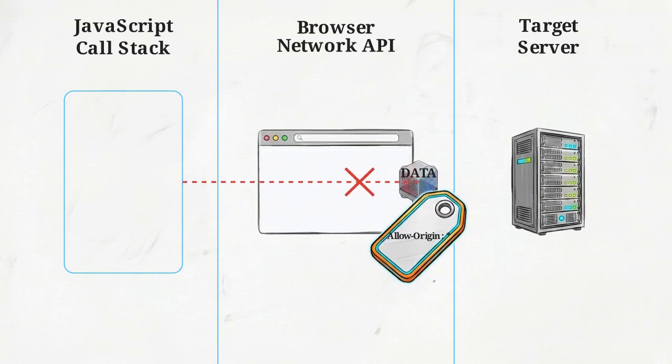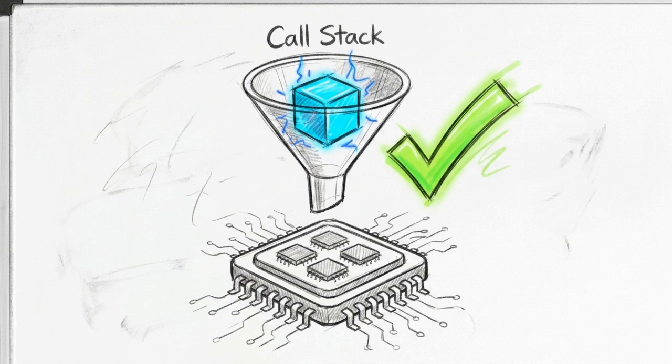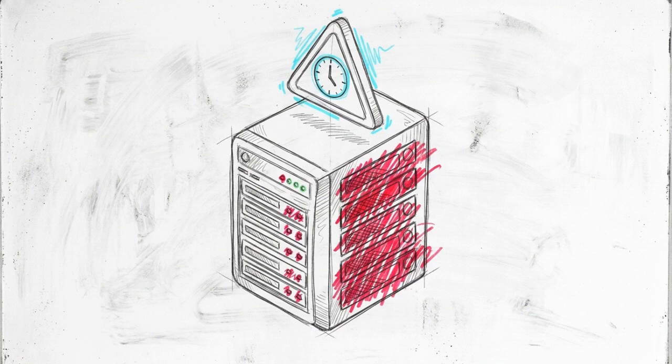Here is the catch. Your JavaScript does not get that data yet. The browser's network API stops the packet and scans that allow origin label. If the server's label matches the client's origin, the browser hands the response up to the call stack. If it doesn't match, or if the header is missing, the browser obfuscates the payload. The vulnerability here is obvious. With a simple request, the server-side data mutation happens before the browser ever validates the cross-origin permissions.